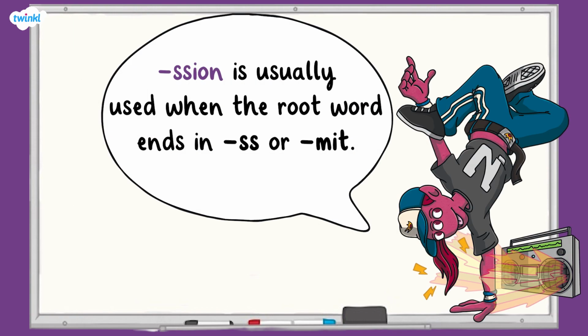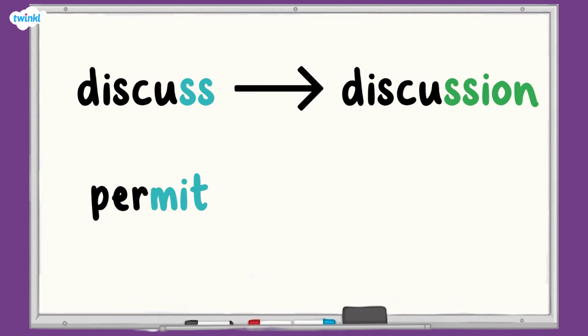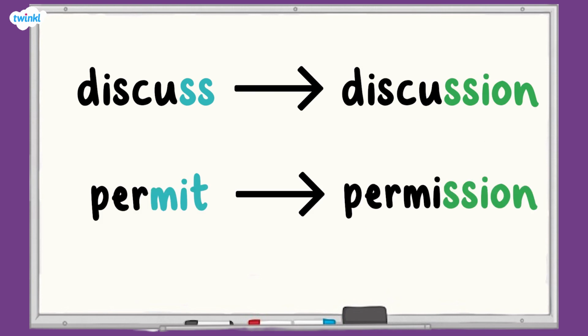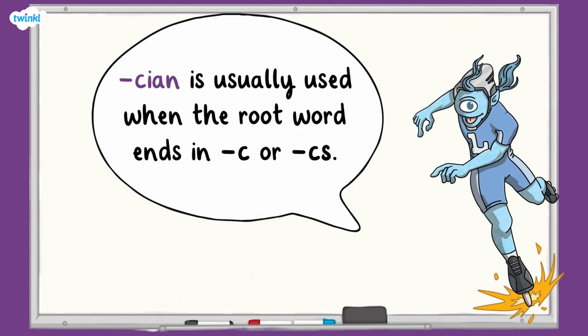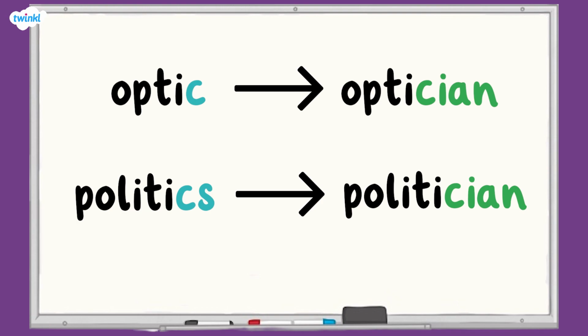Ssion is usually used when the root word ends in ss or mit. Discuss becomes discussion. Permit becomes permission. Cian is usually used when the root word ends in c or cs and usually ends the name of a profession or job. Optic becomes optician. Politics becomes politician.